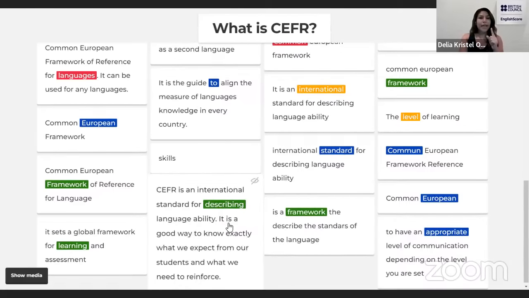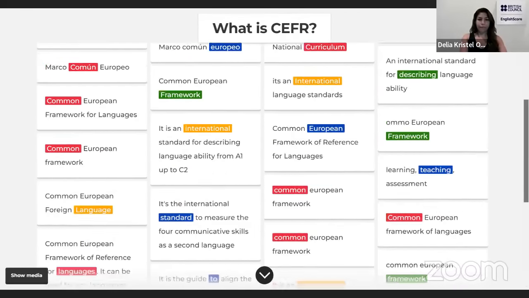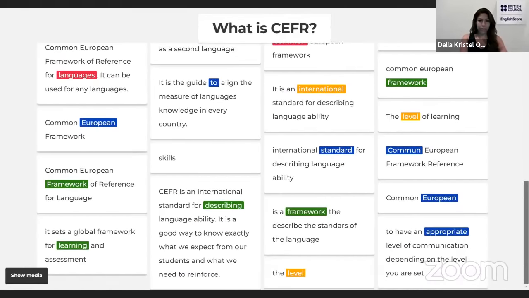I love this description. This colleague says it's an international standard for describing the language ability. It is a good way to know exactly what we expect from our students and what we need to reinforce. It is very important for teachers to understand the different levels and what we are supposed to expect from our students at the right level.